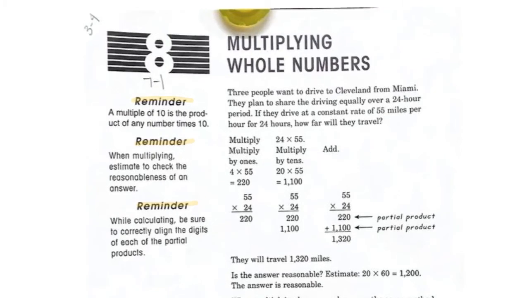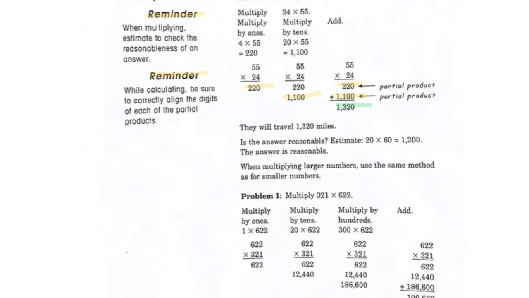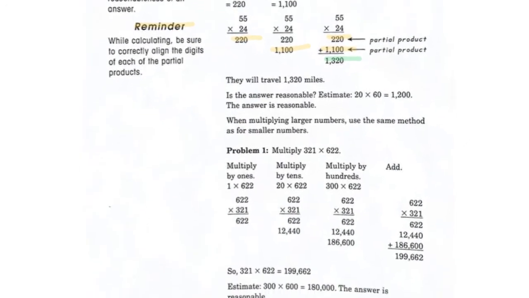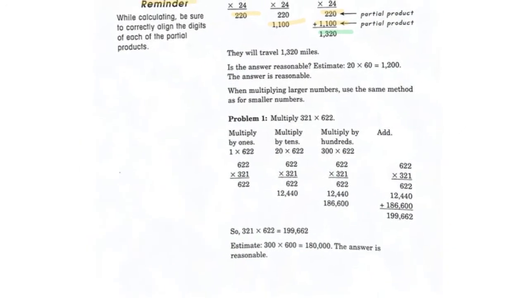Here is your partial product of 55 times 24. That is the 4 times 55. The other partial product is the 20 times 55, which is 1,100. Then you have to add your two partials up to get your final answer. So it says they will travel 1,320 miles. Is this a reasonable answer?